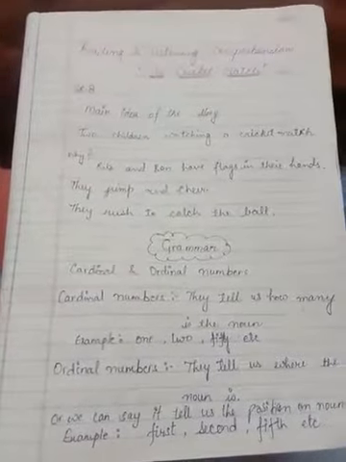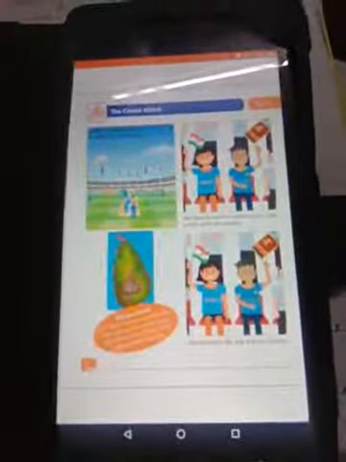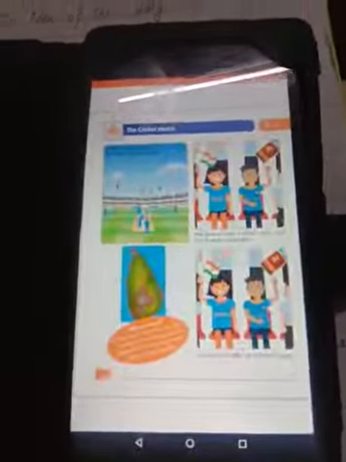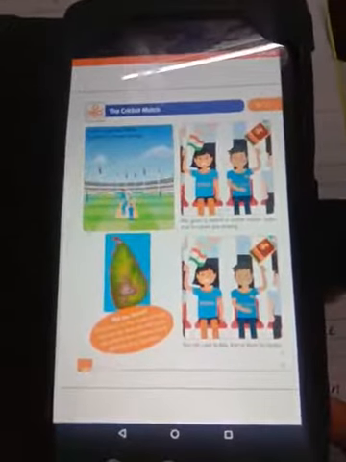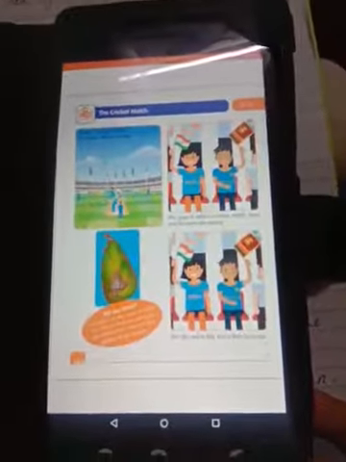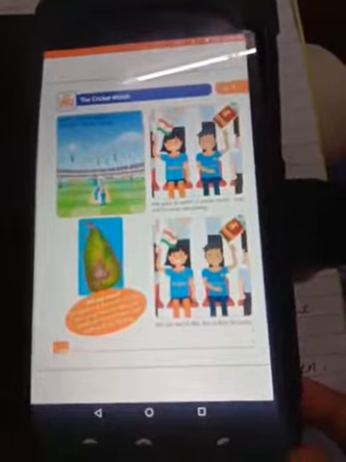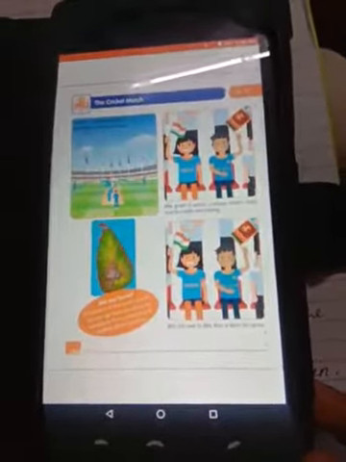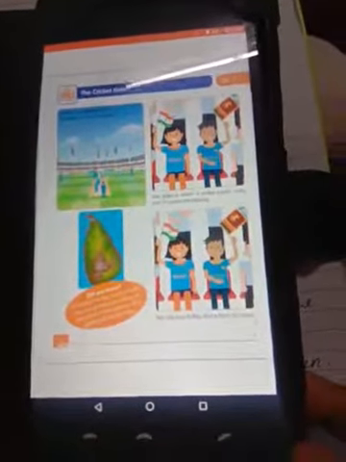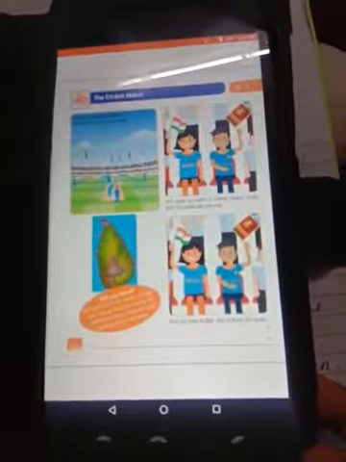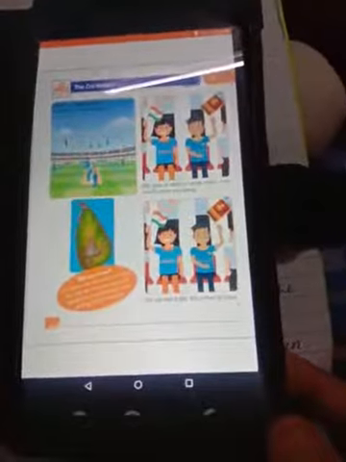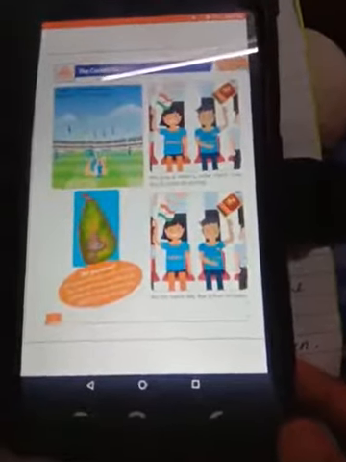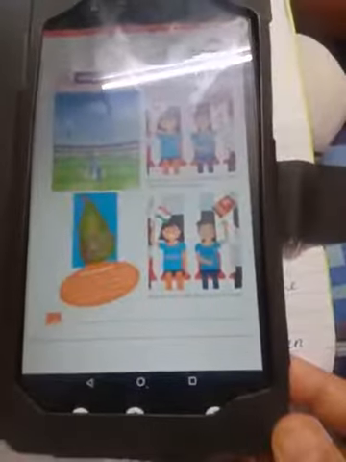So let's read the story. The story is The Cricket Match. Here we can see a stadium, some boys, a girl and a boy. The author of the story is Sumit Mehta, and it is illustrated by Piyush Davda. The author is the person who has written this story.